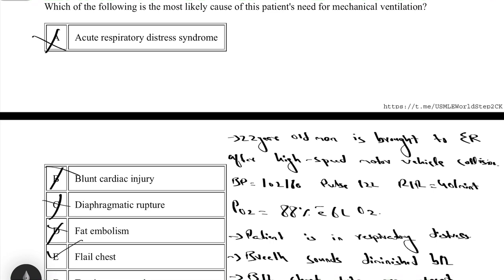Fat embolism most likely occurs from a long bone fracture or pelvic bone fracture. Choice F, tension pneumothorax. As we already know, this patient has functioning chest tubes, so tension pneumothorax is not the diagnosis of this question. And if this patient were suffering from tension pneumothorax, then there would be no lung markings in the chest X-ray of this patient.